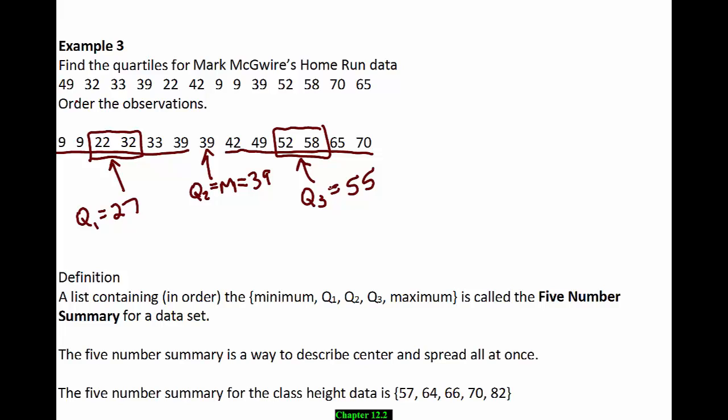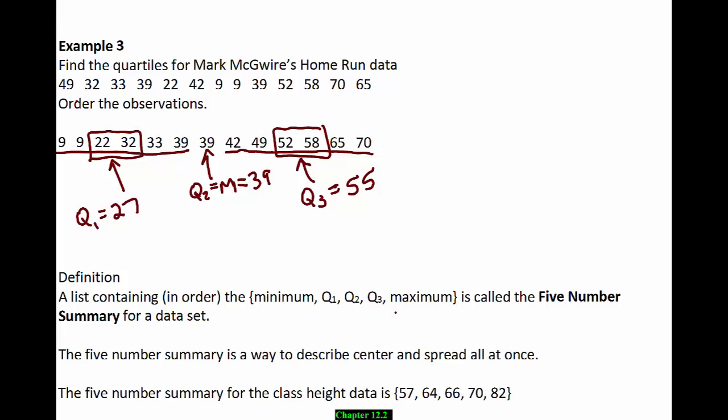A definition, the 5-number summary. The 5-number summary is when you put in curly brackets the minimum, the 3 quartiles in order, and then the maximum value of a data set. The 5-number summary is a way we can describe the center and the spread all at once. The 5-number summary for our class height data is 57, 64, 66, 70, and 82.